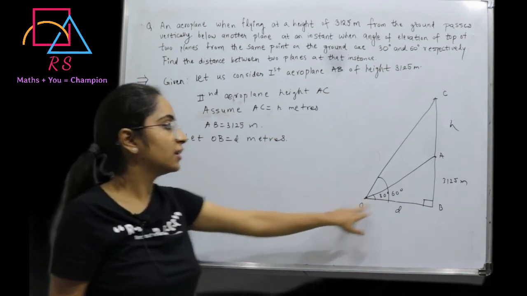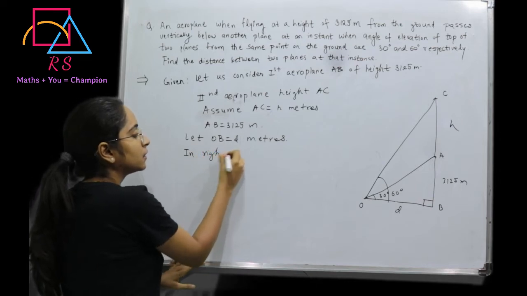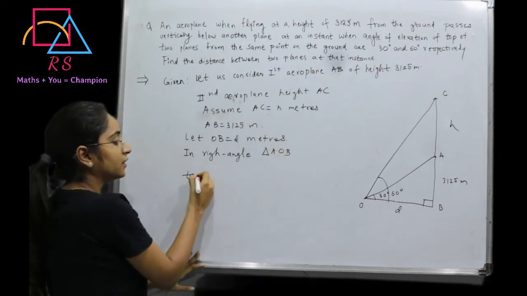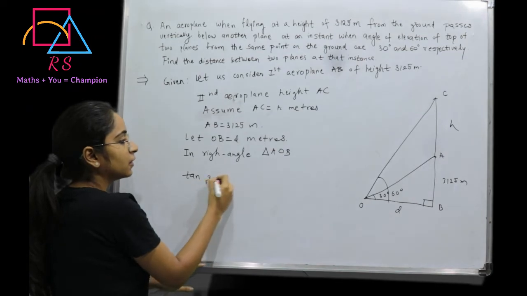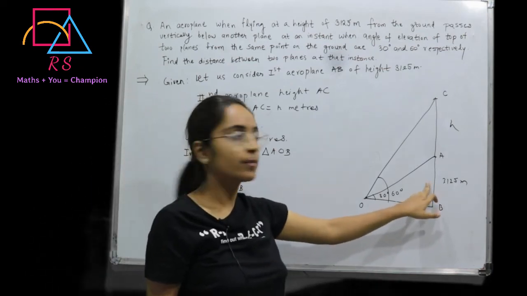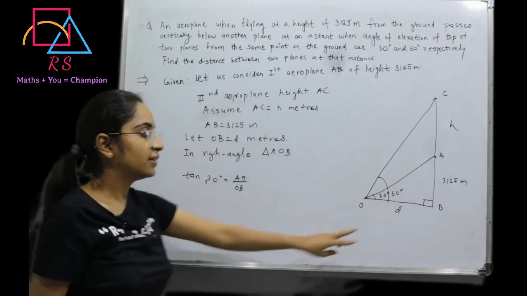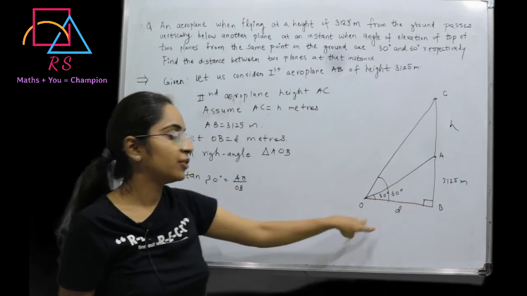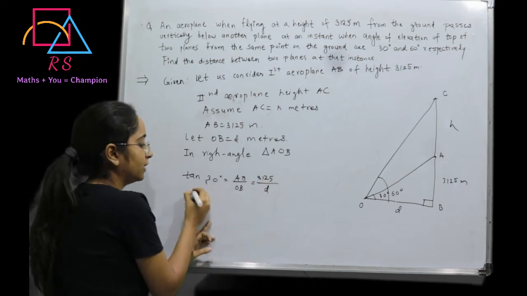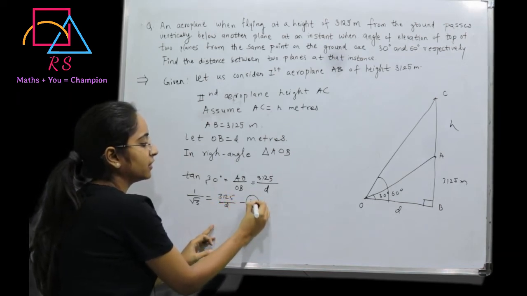First of all, I'll consider the triangle AOB. In right angle triangle AOB, I can write tan 30 degrees equals AB upon OB, as I know the opposite side and I need to find the adjacent side. So I'll use the formula of tan theta, which is opposite upon adjacent, that is AB upon OB, which is 3125 upon D. Tan 30 degrees, 1 upon root 3, equals 3125 upon D. This is the first equation which I get.